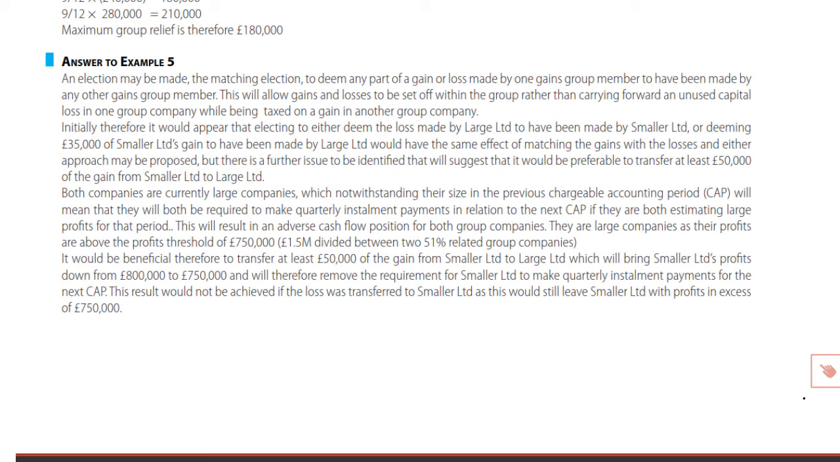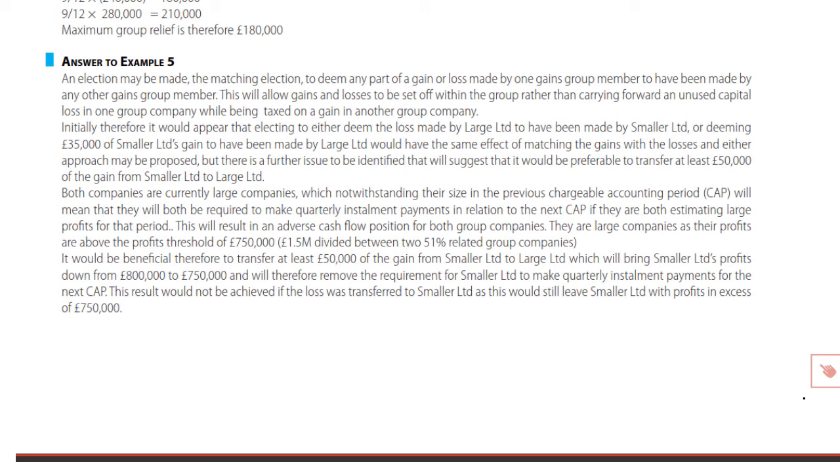Now, again, we had made the point that both companies were in the same gains group. That was very obvious. One had a current period gain, one had a current period loss. You could therefore move the loss to the gain, or the gain to the loss, or any part of the gain to the loss. But it would mean that if you did that, and you moved, say, the loss to the gain, or £35,000 of the gain to the loss, somewhere in the group, you're going to end up with a £65,000 net gain.